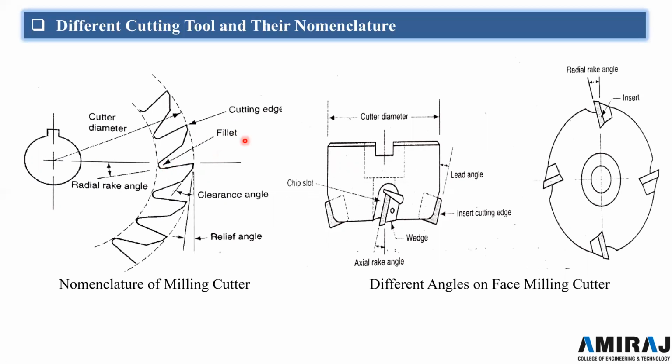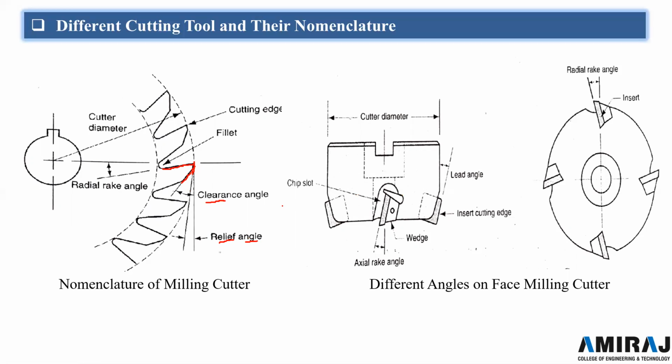This recess is called the fillet, and this point is called the cutting edge, and the back portion is called the clearance angle, and this portion is called the relief angle. As we can see in the geometry, there is this first line and there is this first angle and there is another angle. So the first angle is called the relief angle, while the other angle is called the clearance angle.